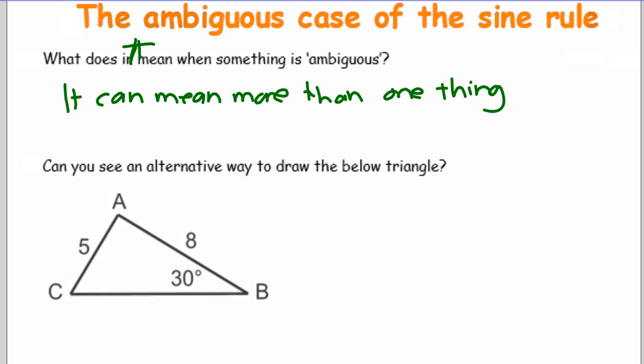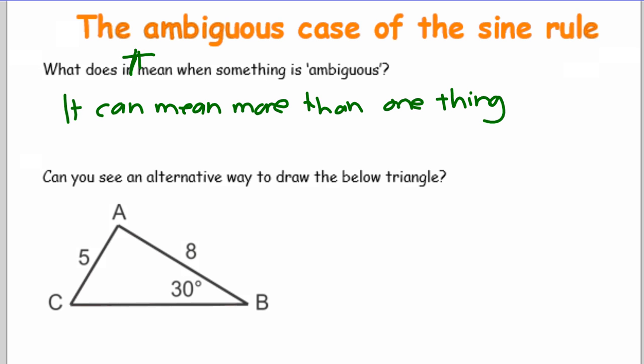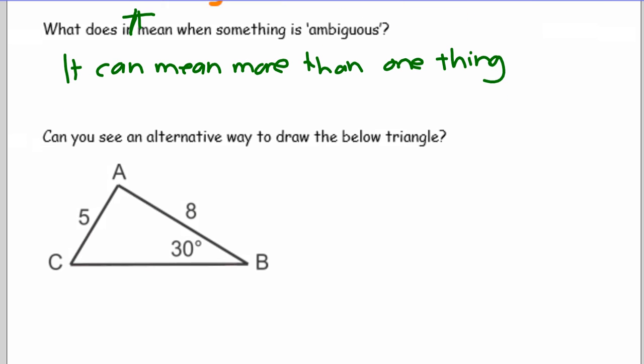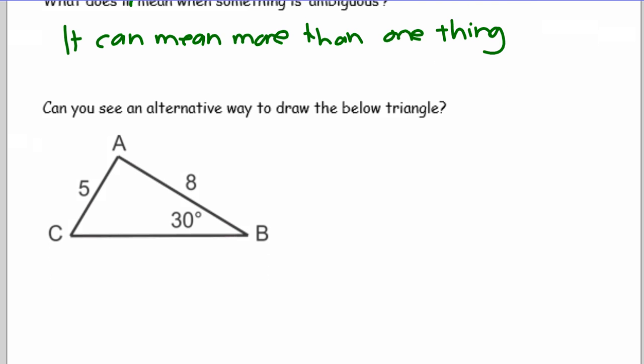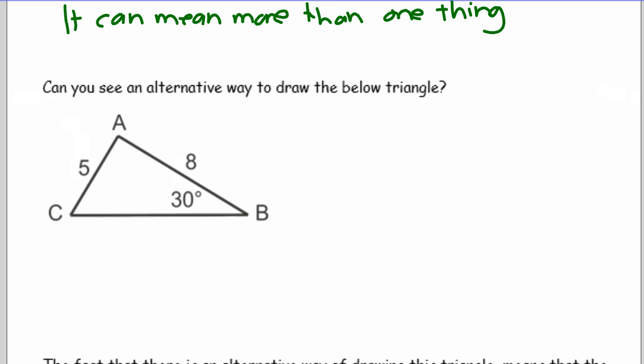And some of them were quite funny. So, the ambiguous case of the sine rule. Ambiguity is where it can mean more than one thing. Similarly, you can get some triangles that could be drawn in 2 ways. Here's an example of a triangle. It's got a length of 5 here, a length of 8 here, and the angle, 30 degrees, like where is that? Because it's not quite labelled properly.